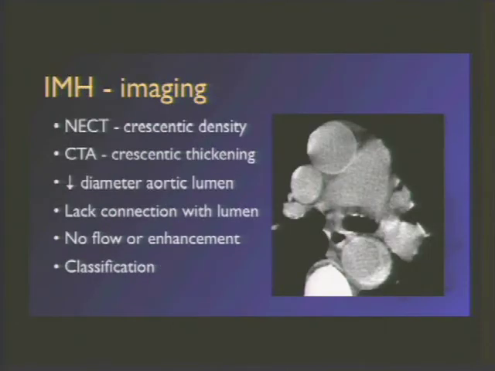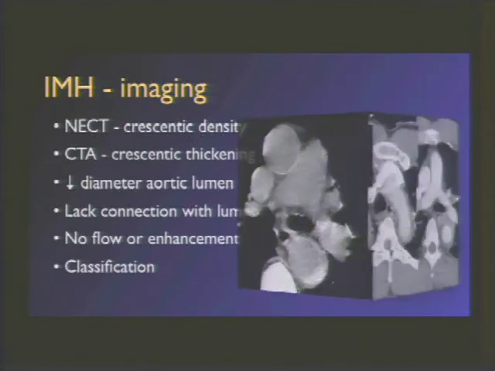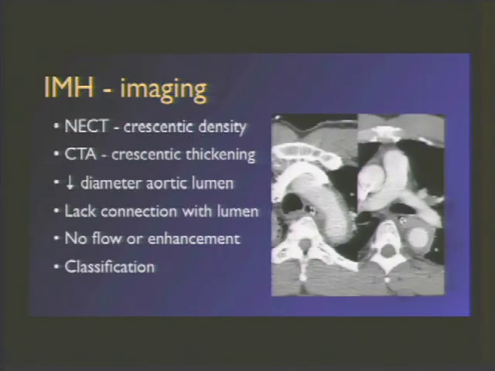Generally speaking, intramural hematoma is going to be seen in non-enhanced chest CT as a crescentic hyperdensity, like you're seeing here. And if you go to CTA, you're going to see some concentric or crescentic thickening of the aorta, like it's seen here. There's going to be lack of connection with the lumen, no flow enhancement, and the classification is exactly the same classification that we use for aortic dissection, so basically type A and type B.